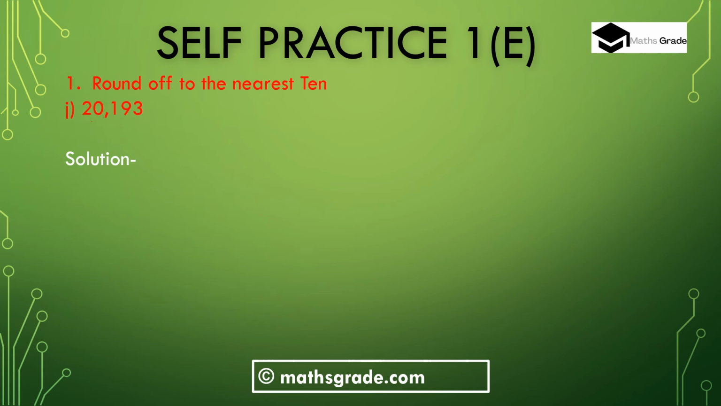Now J bit: 20,193 rounded up to the nearest 10. We have to round up this number, 20,193, to the nearest 10. When we round up a number to the nearest 10, just look at the unit place digit. Here the unit place digit is 3.